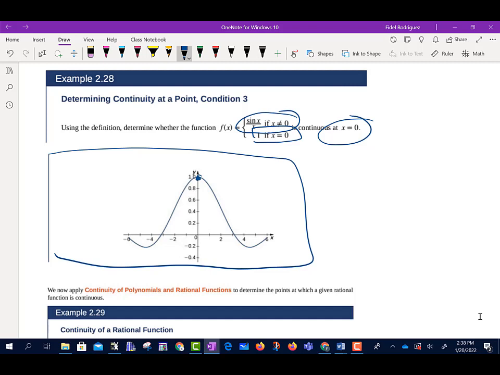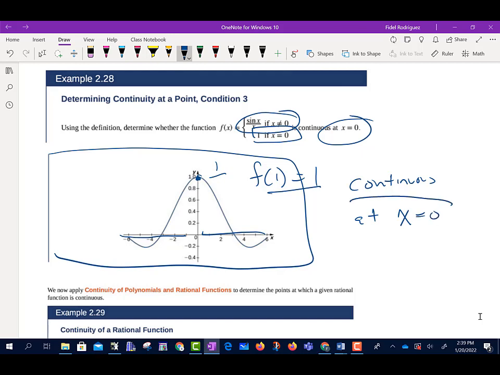And so does the limit exist? If I come in from the left and if I come in from the right, the limit is equal to 1, right? Is the function defined there? Yes, it is. It is equal to 1 itself. And are the limit and the function evaluated at that point the same? Yes, so this function would be continuous at x equals 0.